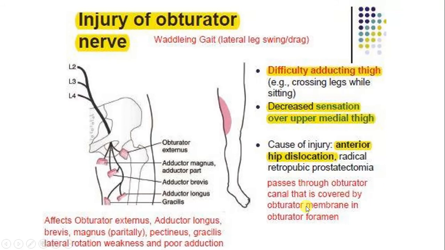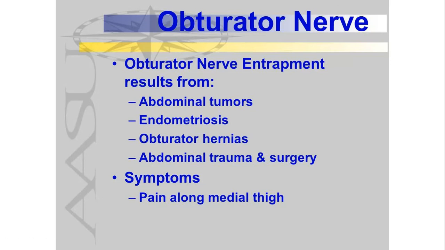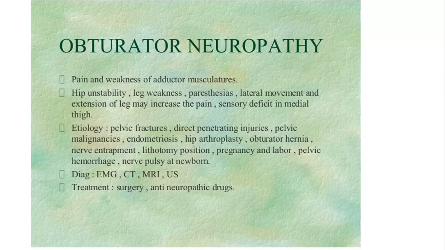While it is passing through the obturator canal at the obturator membrane, it can be trapped at this site also. So we have obturator nerve entrapment syndrome, resulting from abdominal tumors, endometriosis, obturator hernia, and abdominal trauma or surgery, and pain along the medial side, along with the paralysis of the muscles on the medial side of the thigh. And neuropathy is also there. It's a pain, weakness of the adductor muscles.